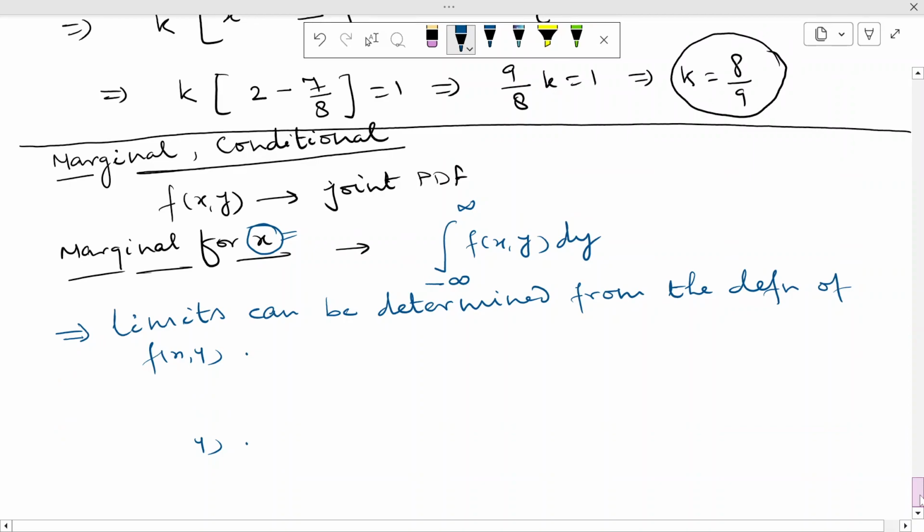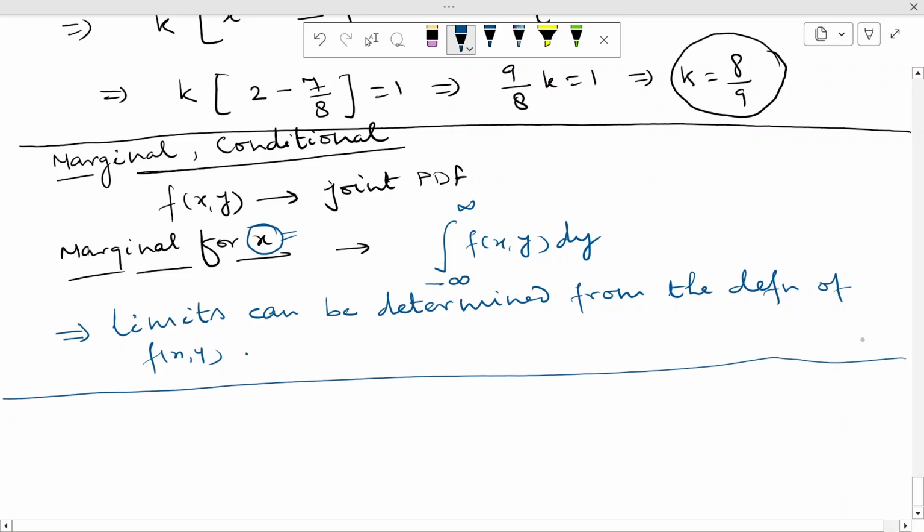Okay, so we use the definition of fxy and we use the domain. Okay, so let us discuss the marginal for the other random variable, which is y.